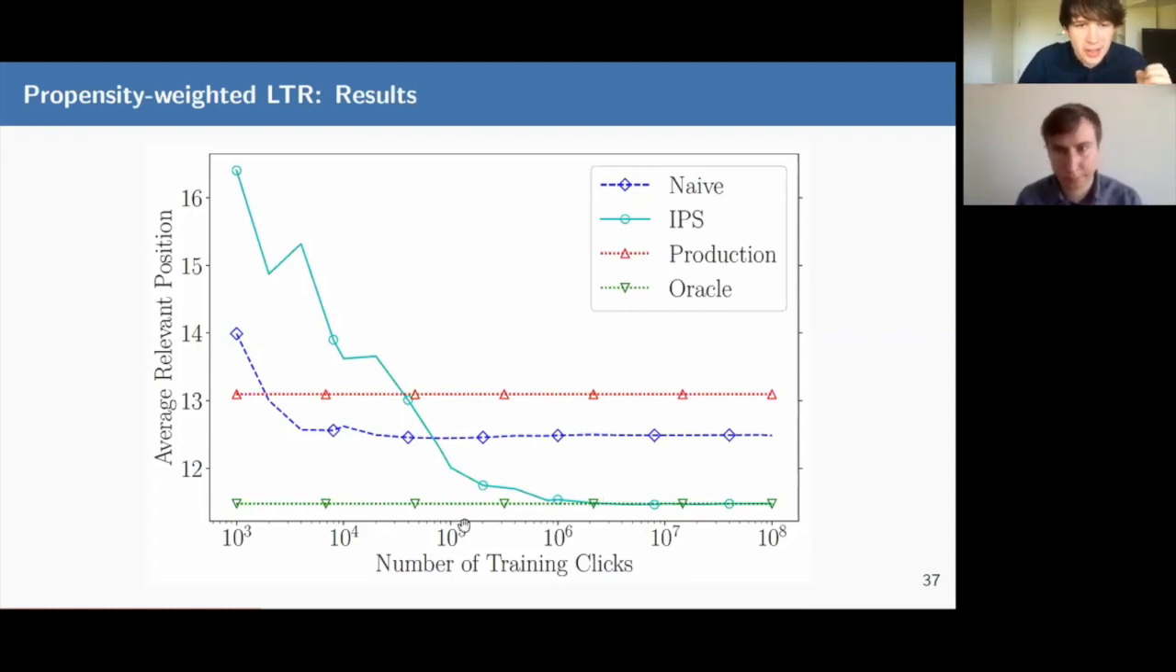So as we can see, about 100,000 clicks is when the naive estimator has converged. Using our IPS estimator, we can still improve and really converge on the optimal performance. So in this case, adding more clicks will bring you to the real point eventually.